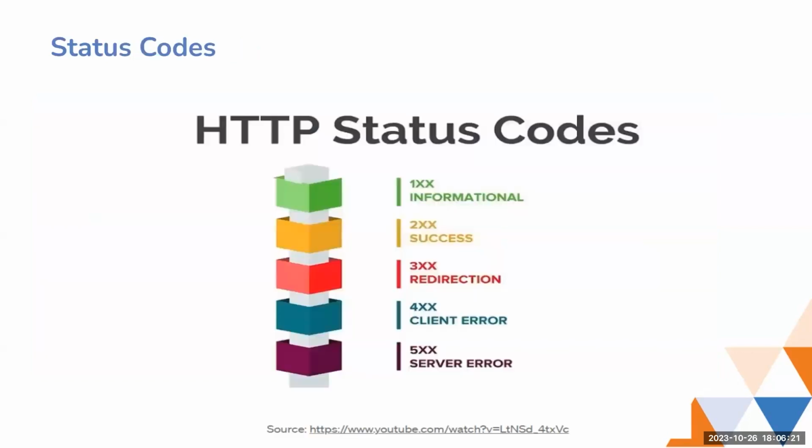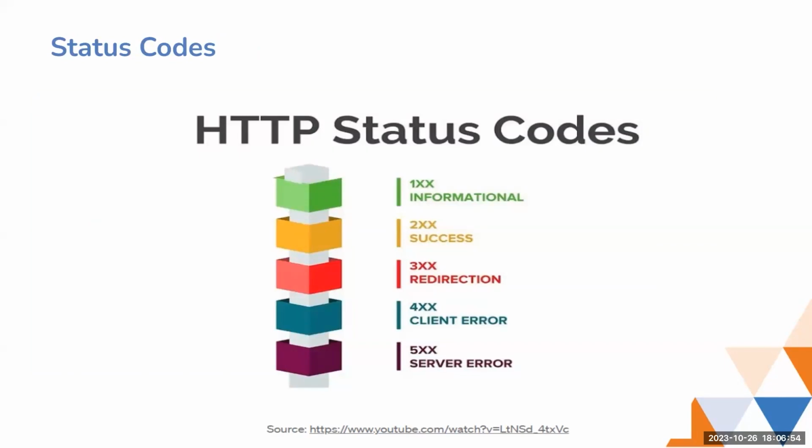And next is status code. Status code is basically a 3-digit number which we get after we hit any API request. There are various forms in which we get the response. For example, if we get a status code starting with 1, it is informational. If it starts with 2, it is a success message. If it starts with 3, it is redirection. If it starts with 4, it is client error. And if it starts with 5, it is server error.